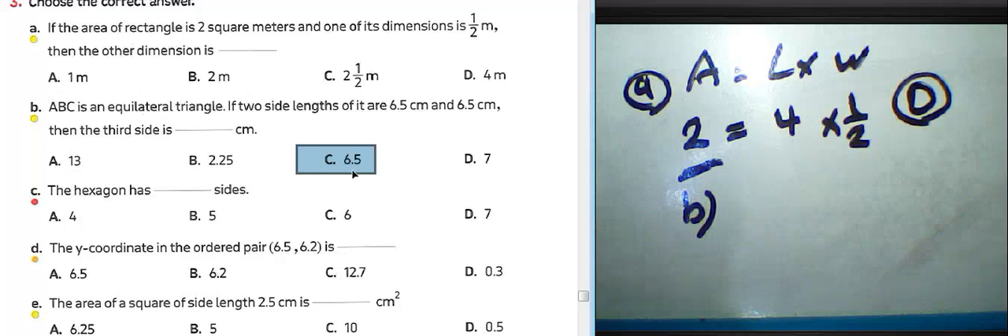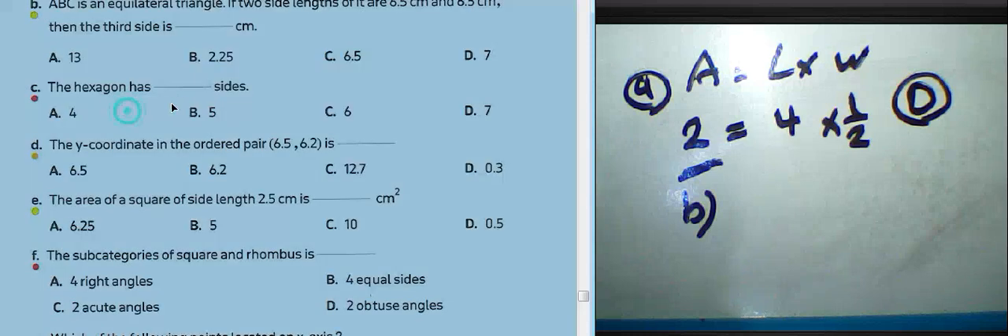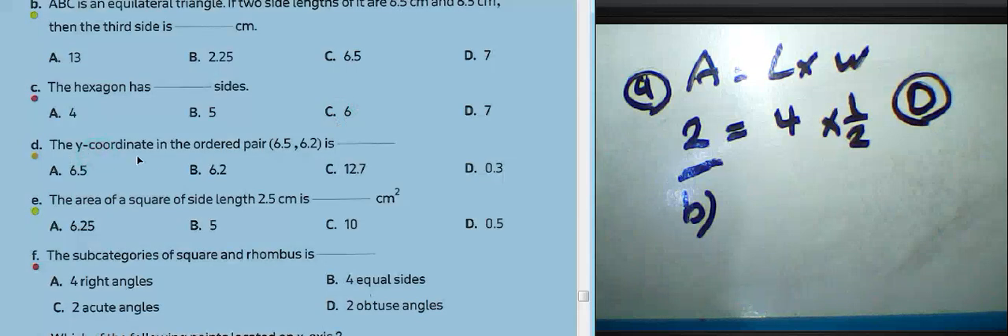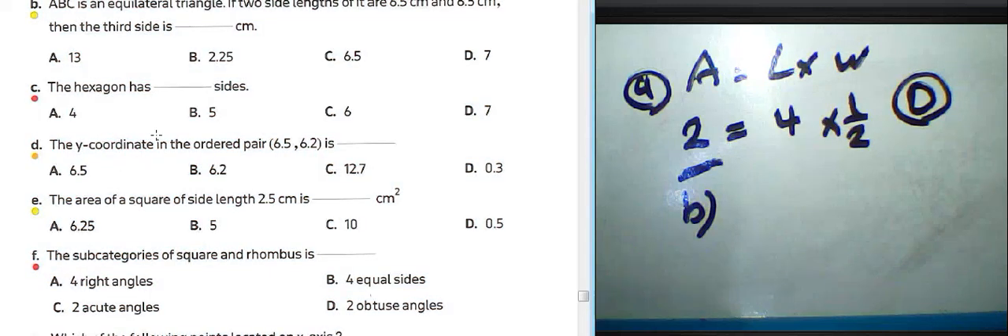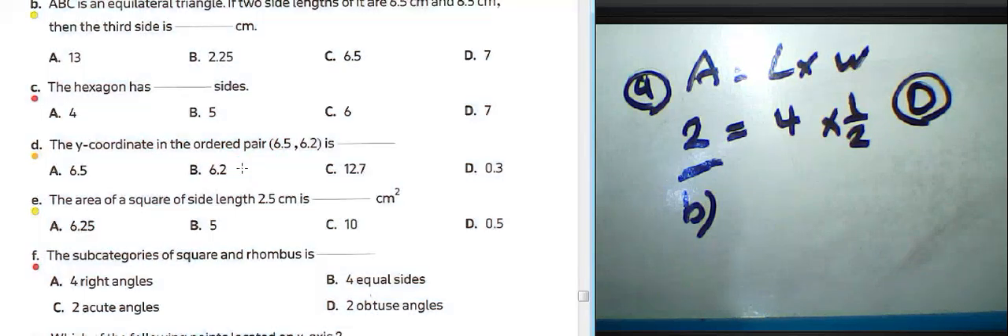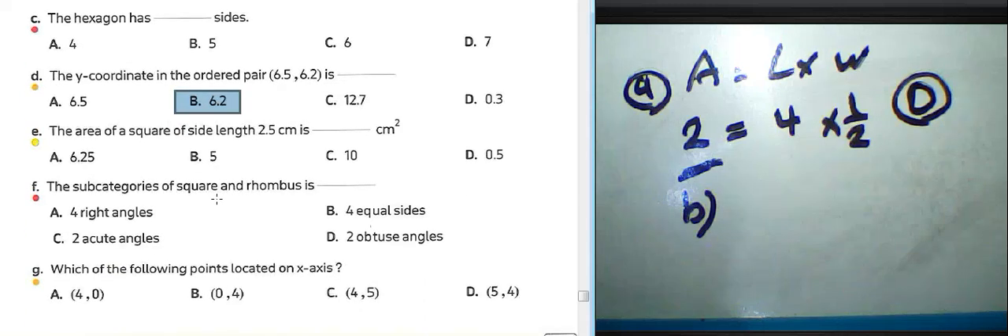So we must 6.5. Choose letter C. The y coordinate in the ordered pair 6.5 and 6.2 is, he asked about the y coordinate. The first is x and the second will be y. So x will be 6.5 and y 6.2. He asked about the y coordinate. The y coordinate will be 6.2.